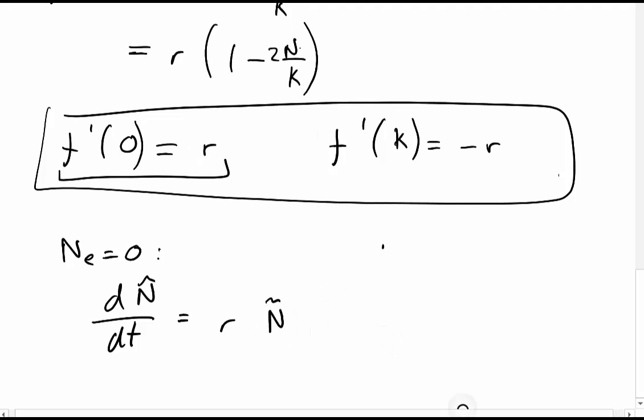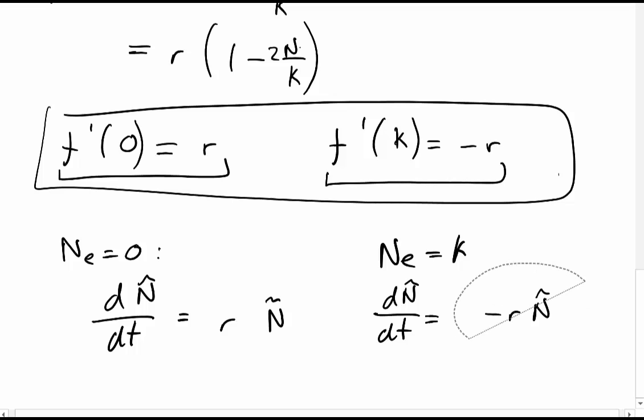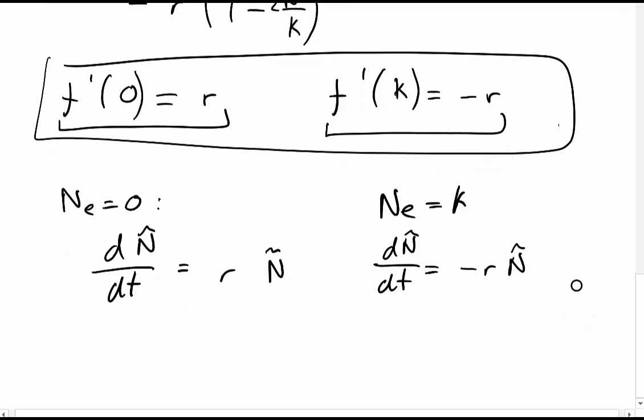And then when ne equals k, so my equilibrium point is at k, I end up with dn tilde by dt equals my derivative of my function evaluated at my equilibrium point at k times n tilde. Well, what's my derivative of my function evaluated at k? It's minus r. Okay, so this is just minus r now. Minus r. And so those are my two equilibrium points.